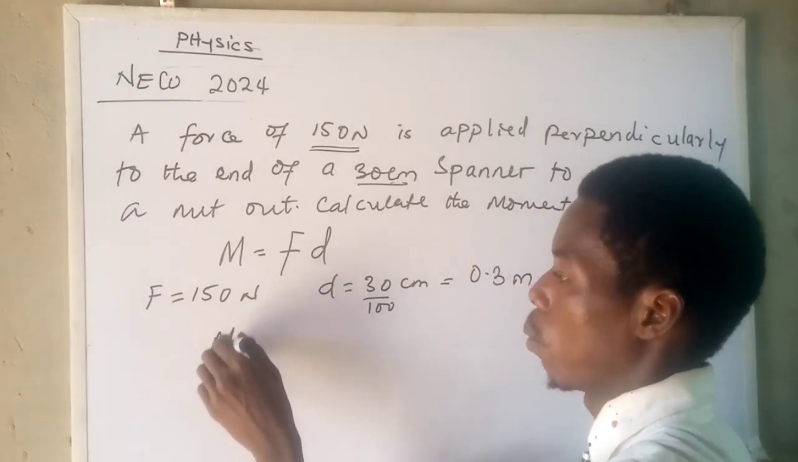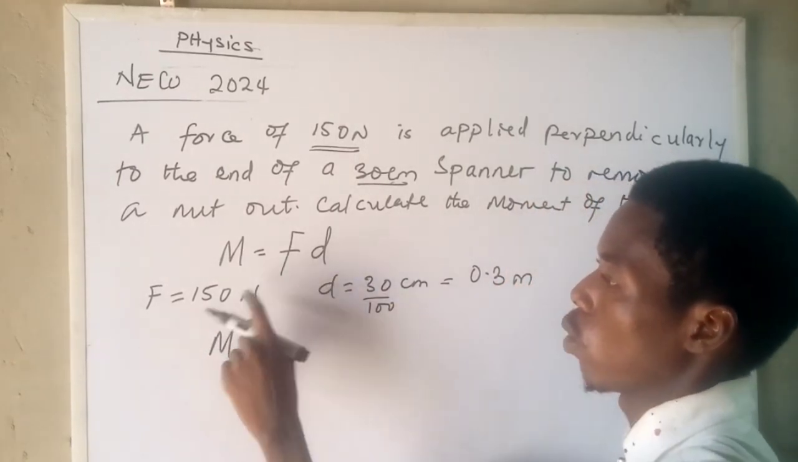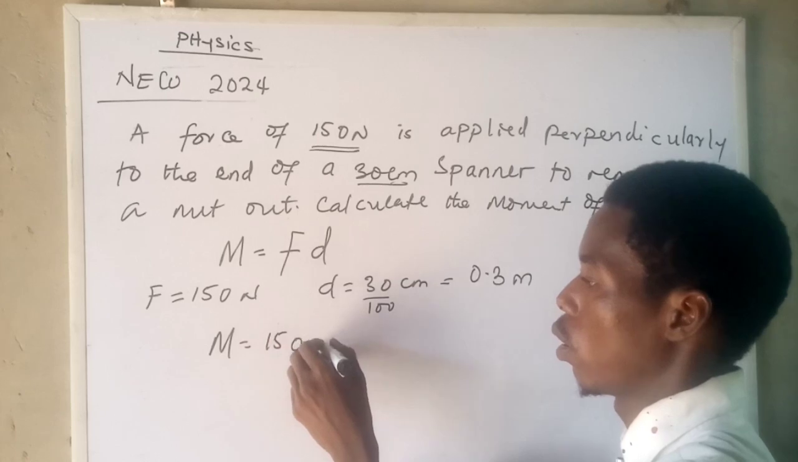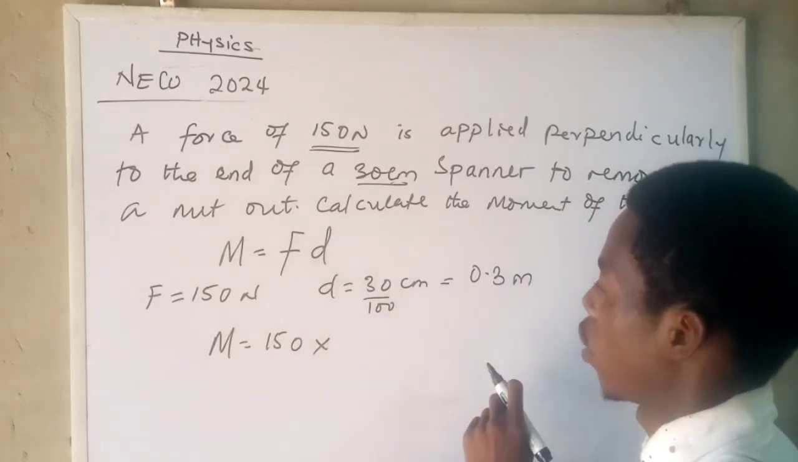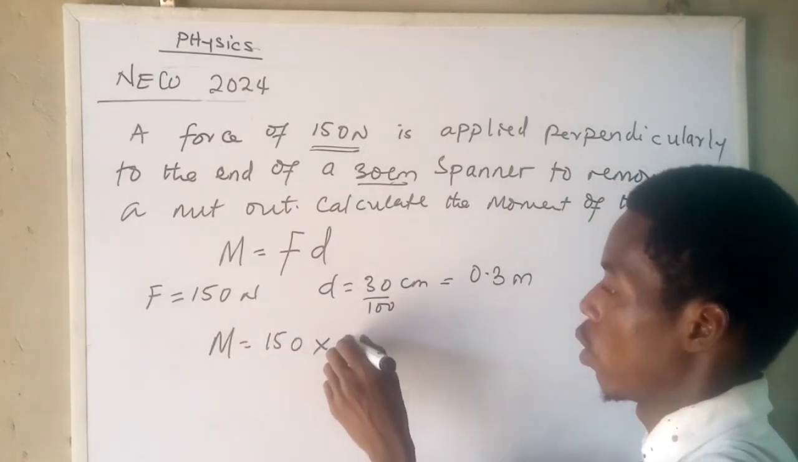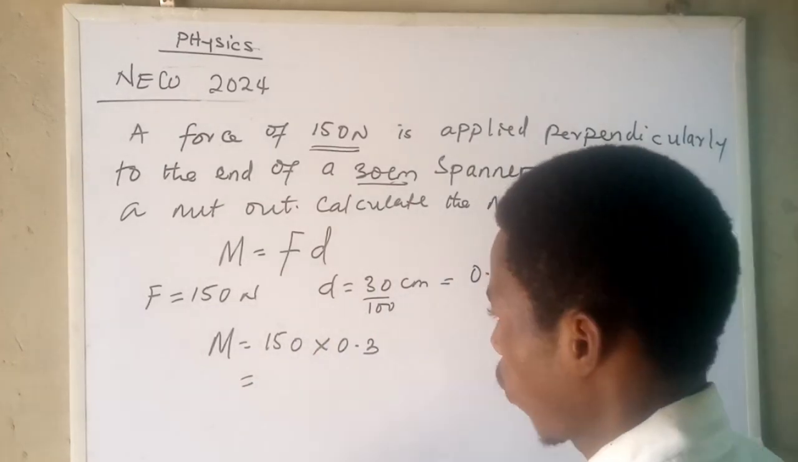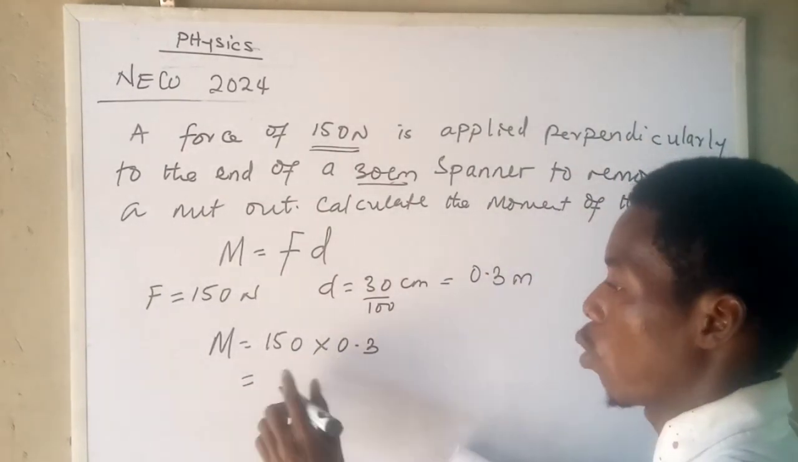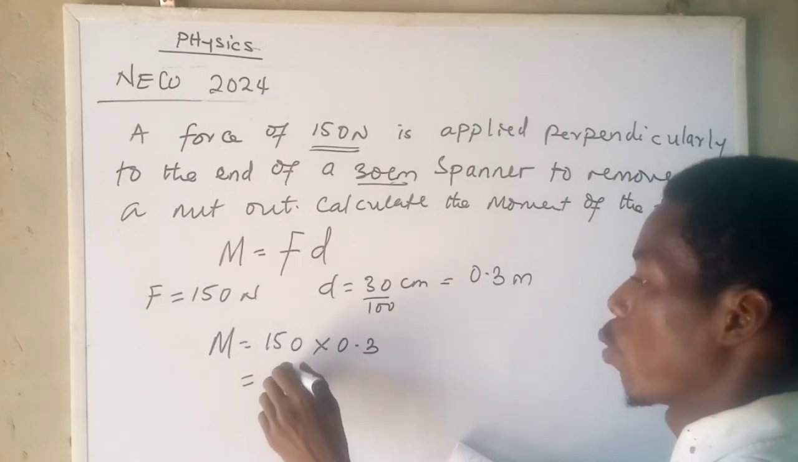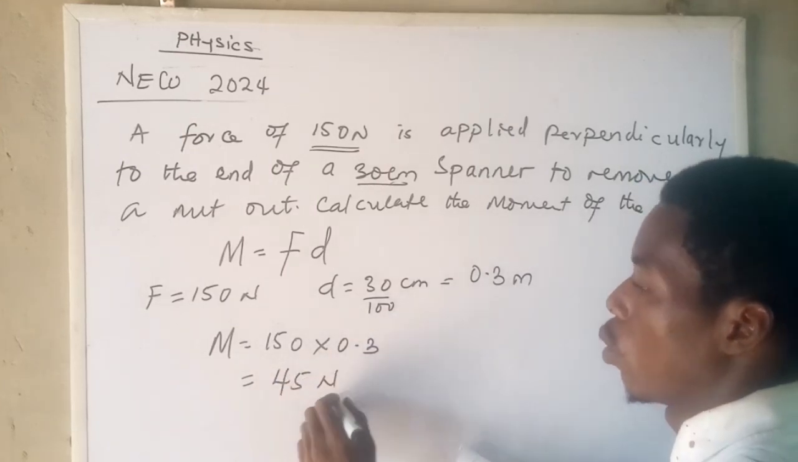So moment equals force, which is 150 multiplied by 0.3. So now 150 times 0.3 will give us 45 Newton.